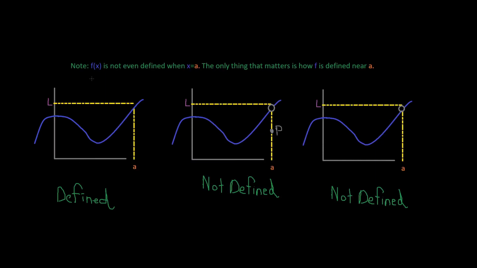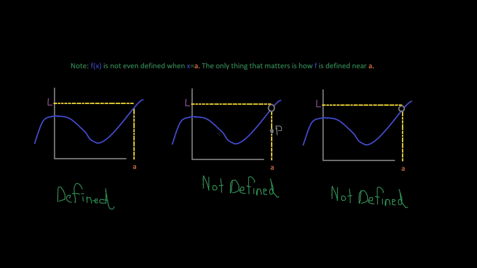Note, the function of x is not even defined when x equals a. The only thing that matters is how f is defined near a. And so let's look at these graphs right here. So we have a function here. These blue lines are the function, and it's going up here, and so this is defined. And why is it defined? Well, let's take a look at this next graph right here.